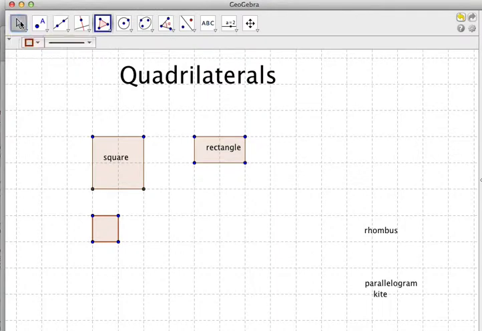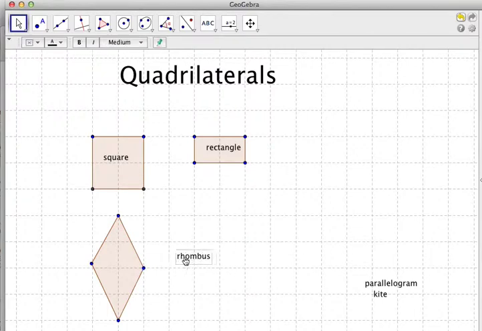And I'm going to push this one out of shape like so. And this is called a rhombus. There we are. All four sides are still the same length, but the angles are no longer right angles. One property of a rhombus is that the opposite angles are equal, these two and these two. And as you can see, the opposite sides are still parallel.